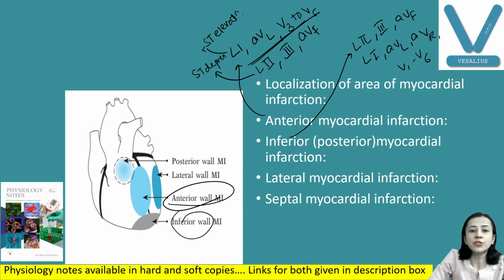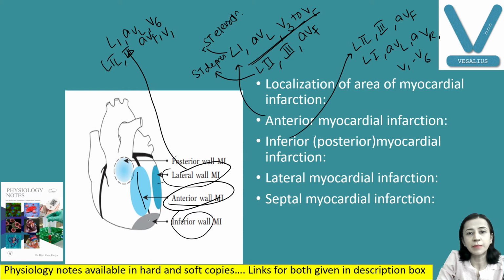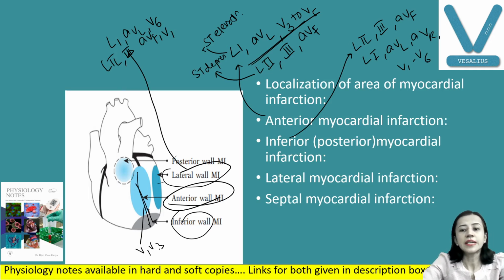In case of lateral wall MI, you have ST elevation in leads L1, AVL and V6, and ST depression in leads L2, L3, AVF and V1. In case of septal myocardial infarction, leads V1 to V3 show changes of MI. So these are the leads in which you can find changes during myocardial infarction.